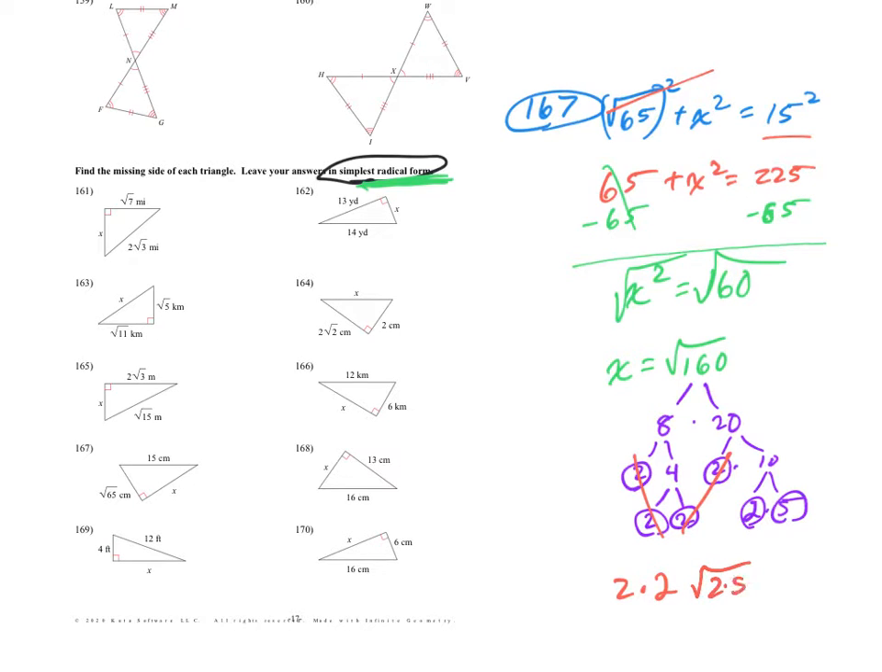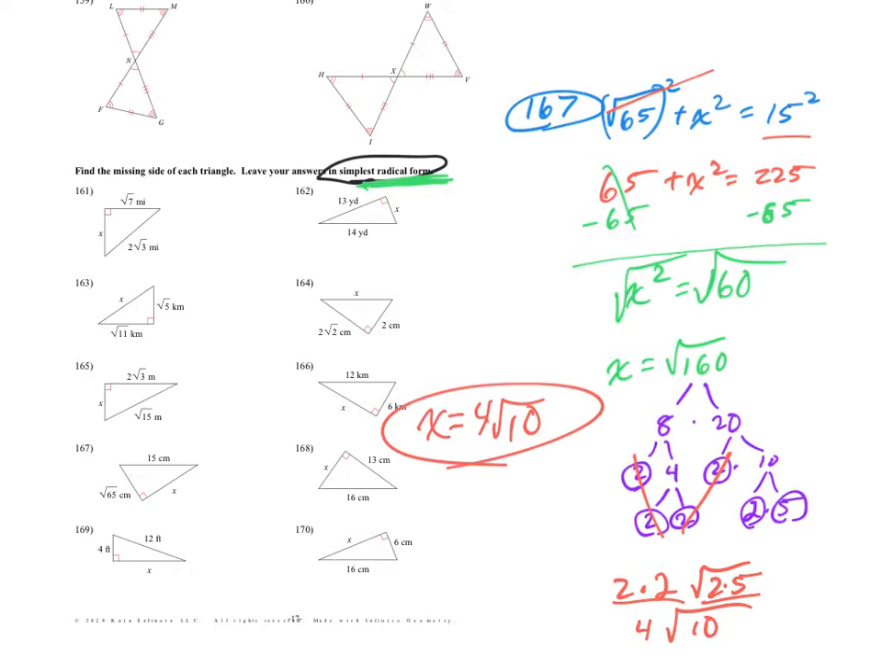2 times 5. Now I'm going to go ahead and simplify those. 2 times 2 is 4. And 2 times 5 is 10. So x equals 4 times the square root of 10. All right. That's simplifying radicals. That's the Pythagorean theorem. As always, if you have more questions, don't hesitate to reach out to me if this wasn't good enough to help you out, and I will do all that I can to help you out.